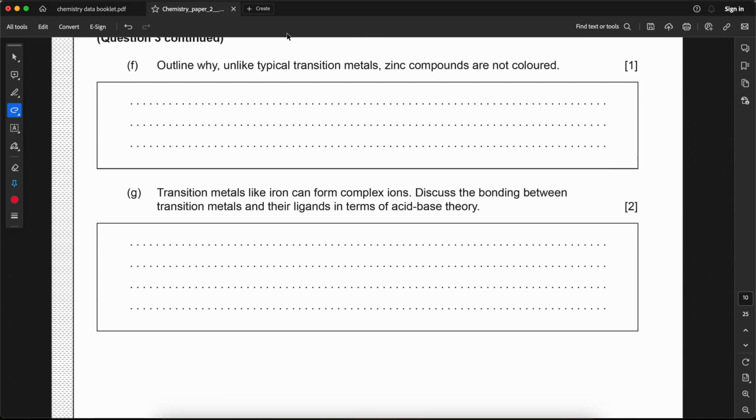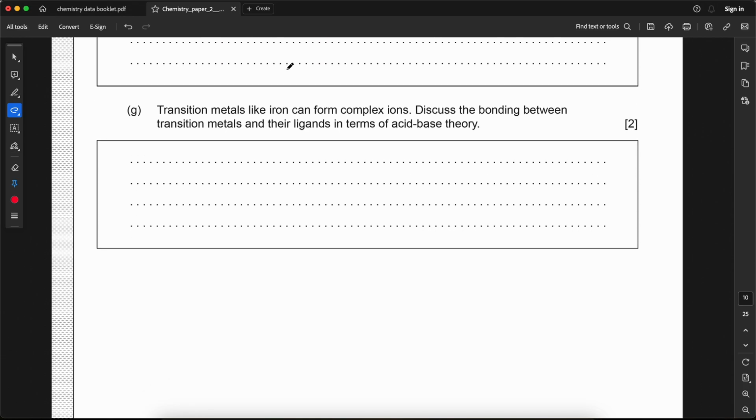Outline why, unlike typical transition metals, zinc compounds are not colored. Because it has a full d shell, 3d10. If you try to figure out the electron configuration of zinc with the atomic number 30, 3d will be 10. So it's a full d shell. Therefore, zinc cannot form a colored compound. So it's not a very typical transition metal. Transition metals like iron can form complex ions.